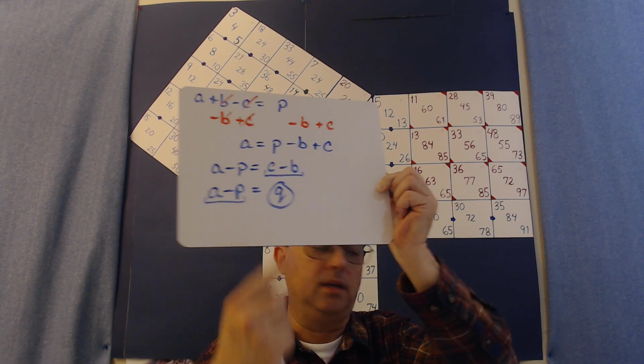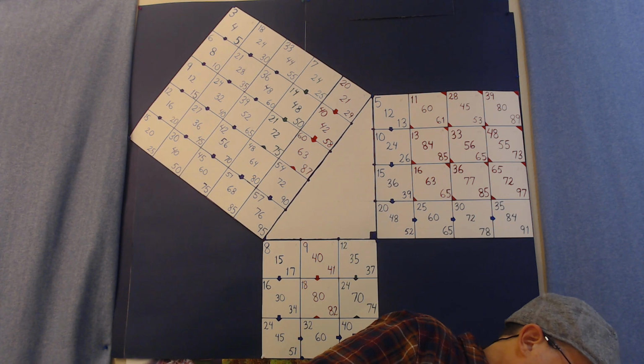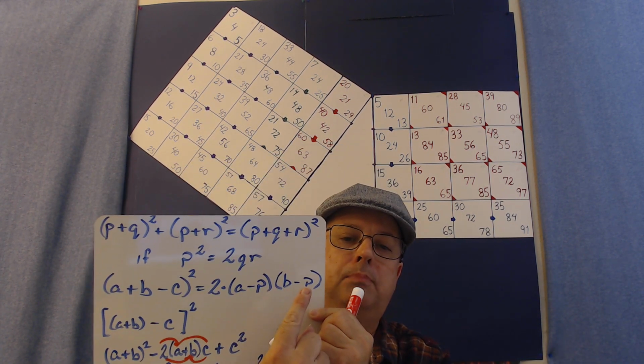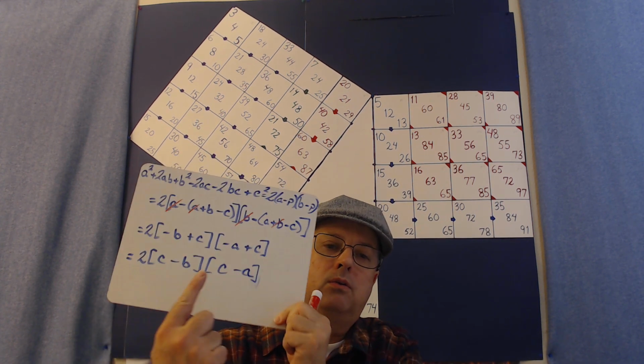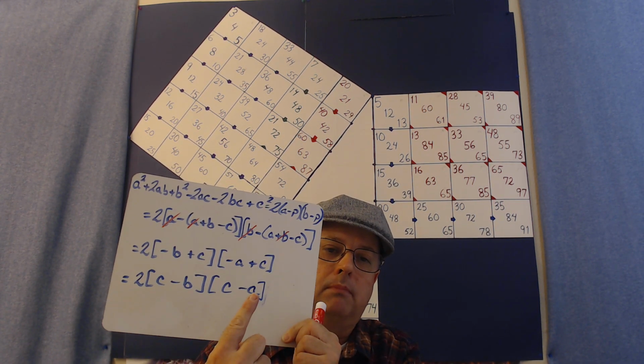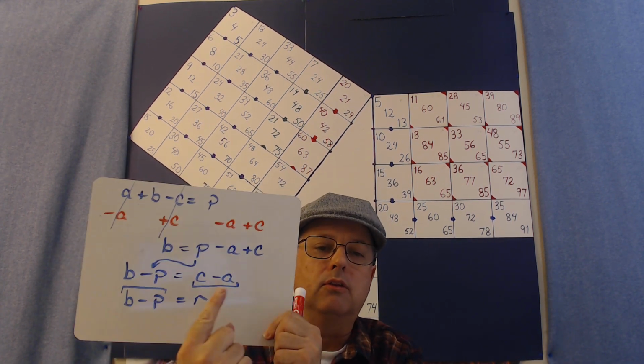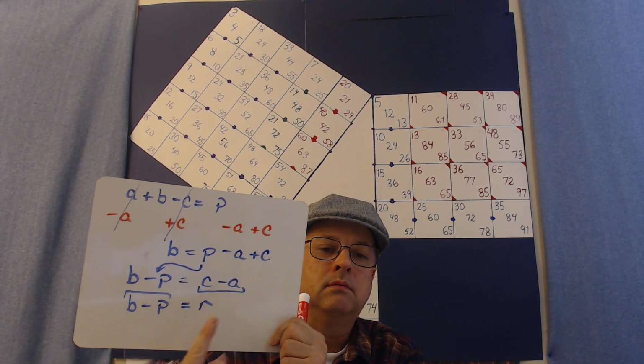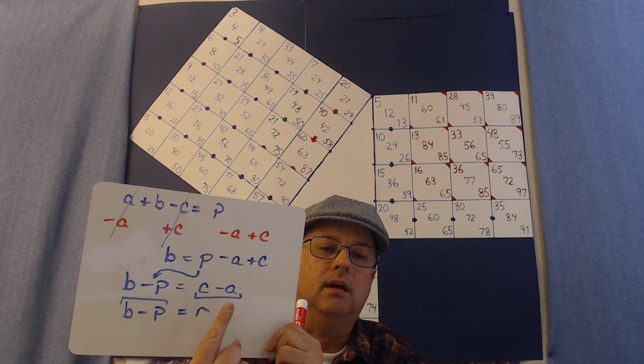Okay, you see it's all coming together. And then the r was b minus p. And then that became 2qr, which is c minus a. And c minus a was another way of writing r. b minus p and c minus a. Okay. See, that's working. It's all happening.